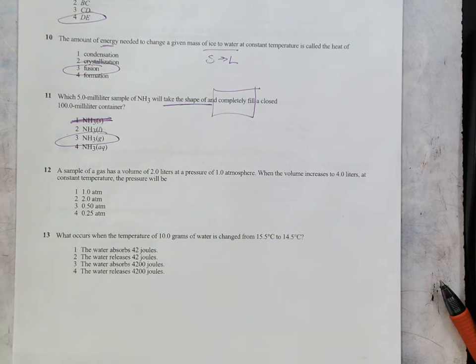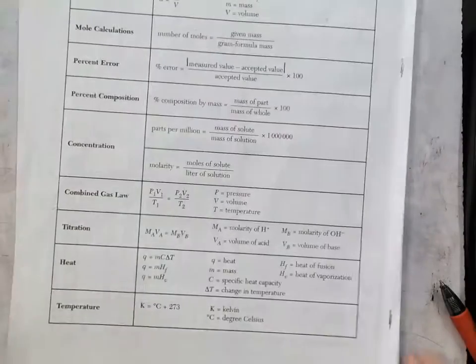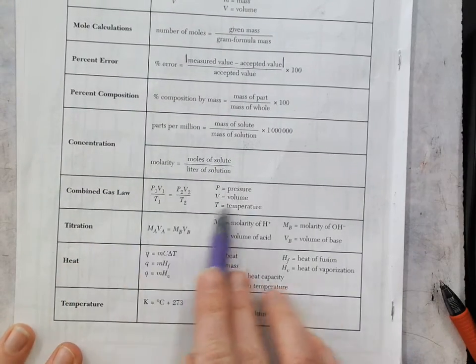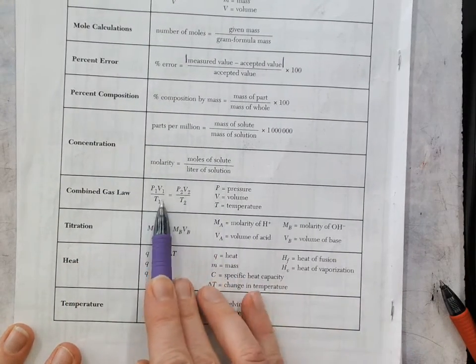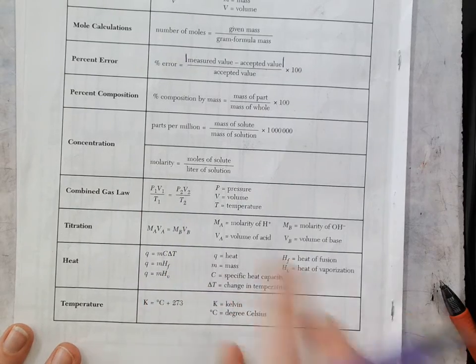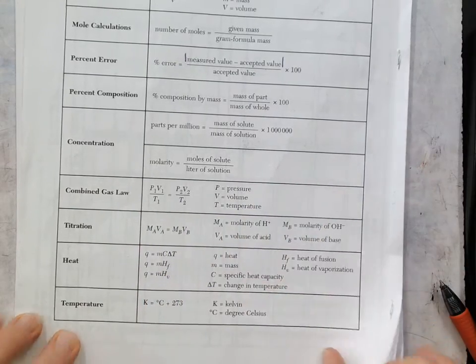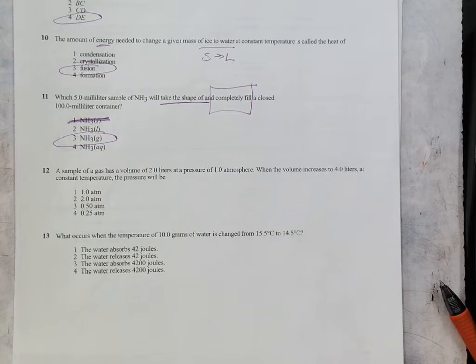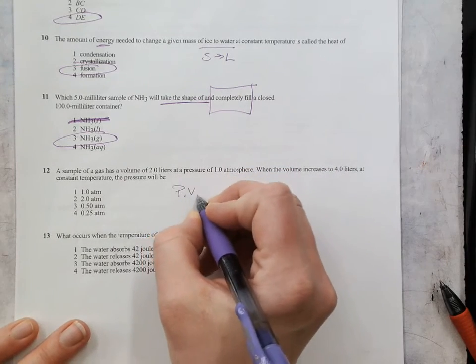Combined gas law, or I could just think Boyle's law. This one I could just think it out, but please do notice that you have your combined gas law here. P1 V1 over T1 equals P2 V2 over T2. Temperatures must be Kelvin. Things can be crossed out if they're not used.